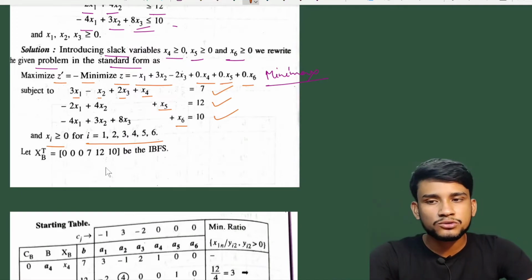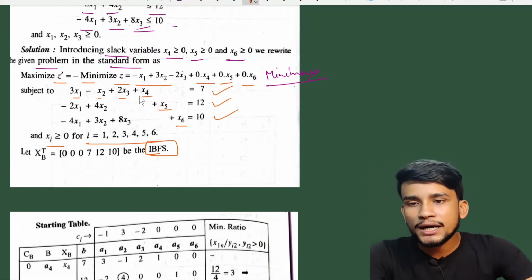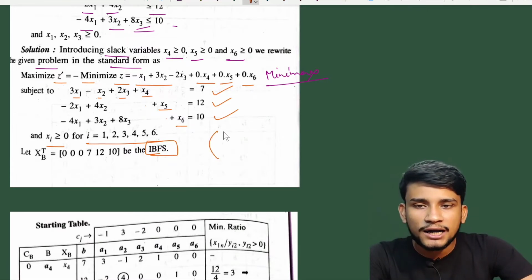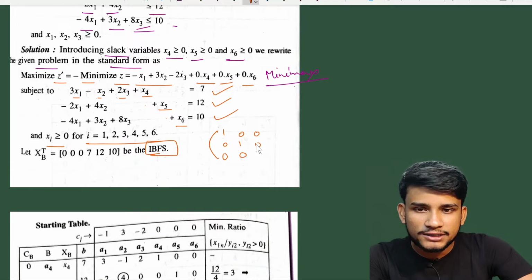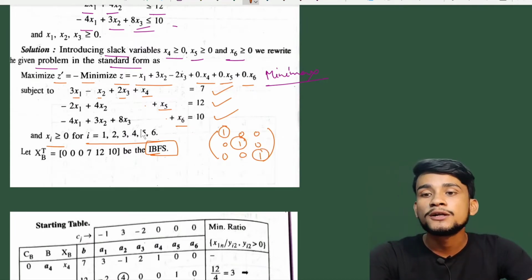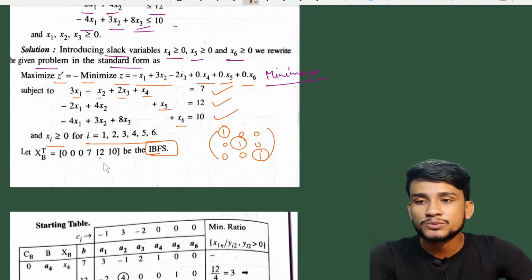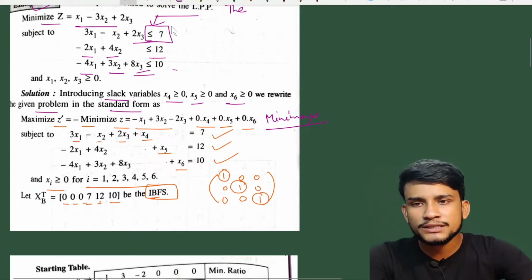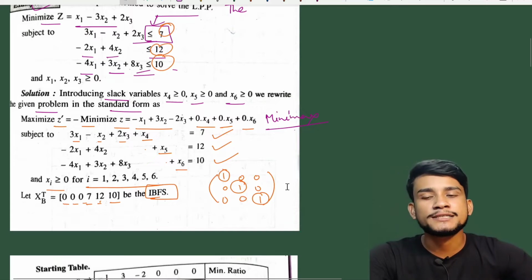Now we have to choose the initial basic feasible solution. How can we choose it? See, here x4, x5 and x6 form the basis. The coefficient matrix of x4, x5 and x6 is 1 0 0, 0 1 0 and 0 0 1. This is the coefficient of the first slack variable, this is for the second, and this is for the third. Therefore the initial basic feasible solution is the values corresponding to x4, x5 and x6, that is 0 0 0, 7, 12 and 10.